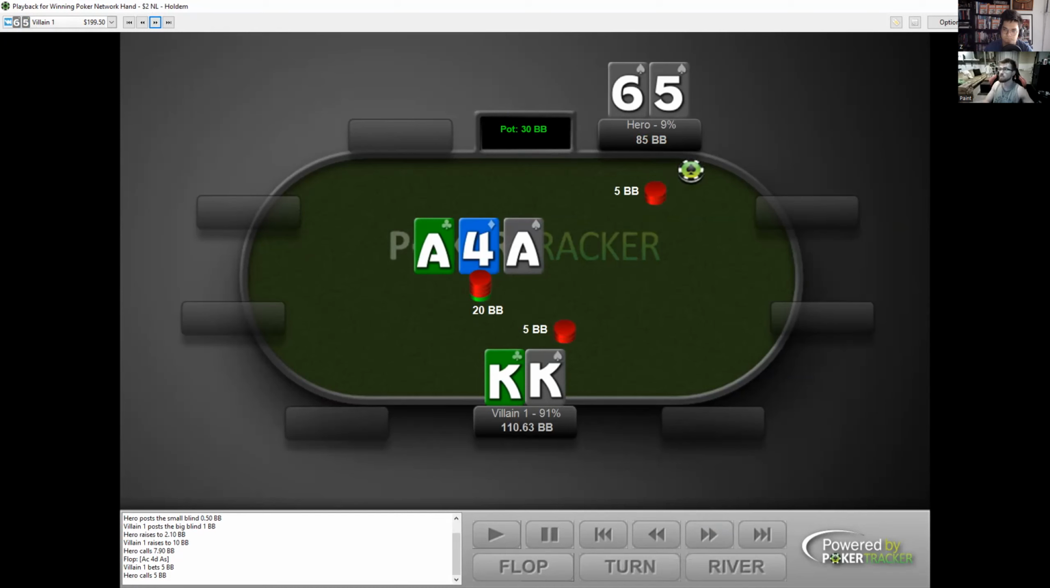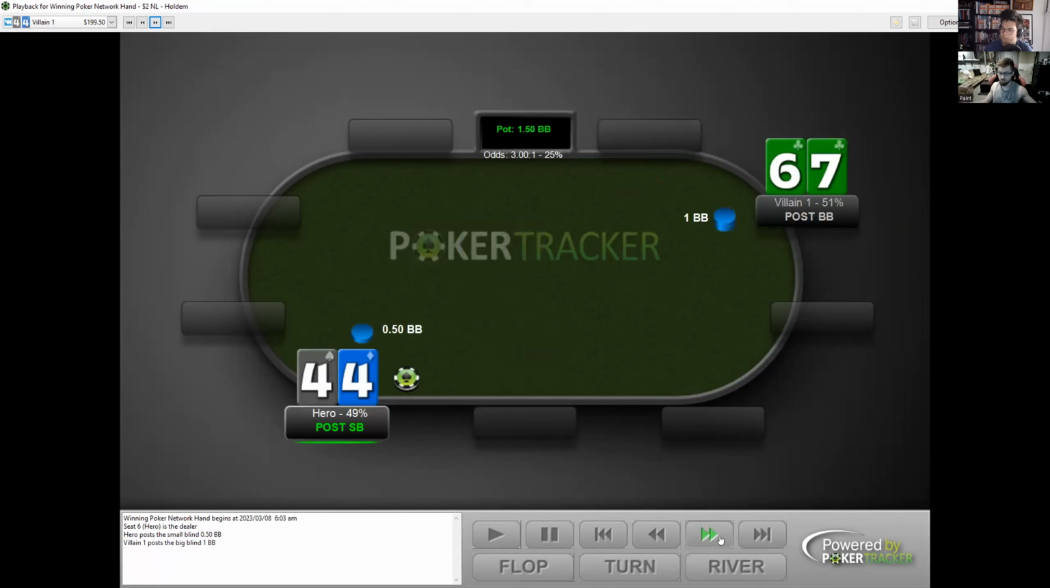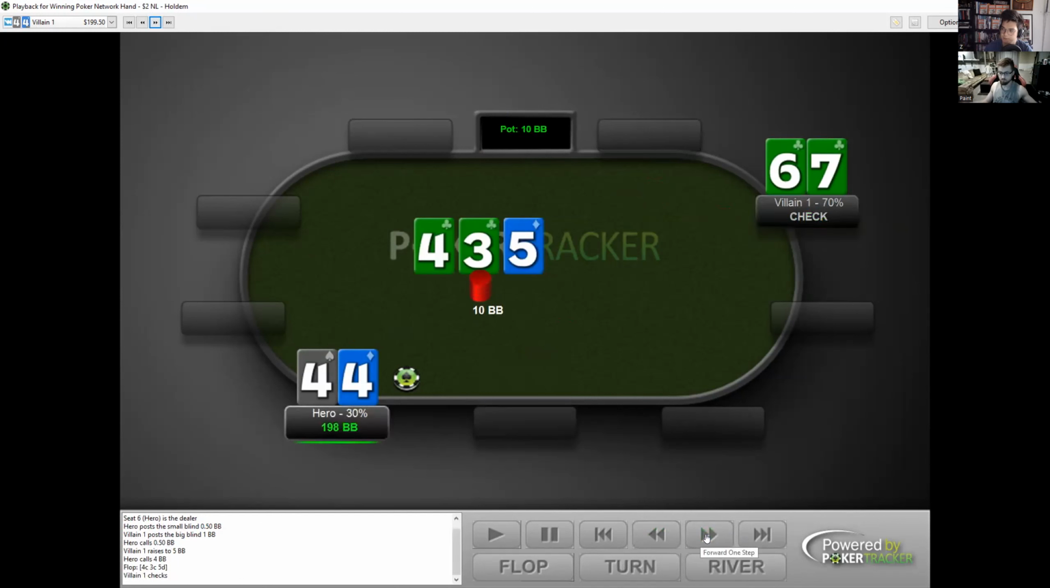I'll check that in GTO Wizard now. Take a think about which hands you're folding. Whenever you're facing a bet and your hand is a little bit light, you need to think about which hands you're folding. Yeah, for sure. Oh, I remember that one.